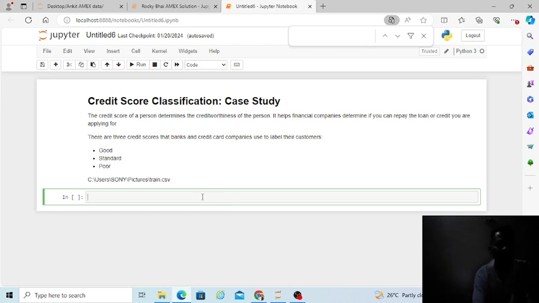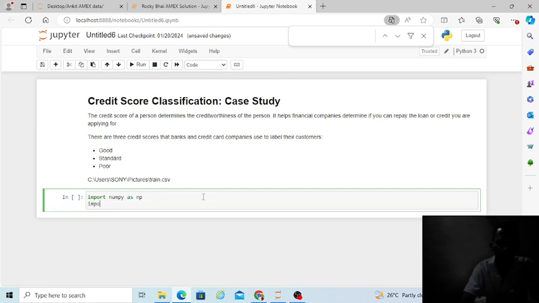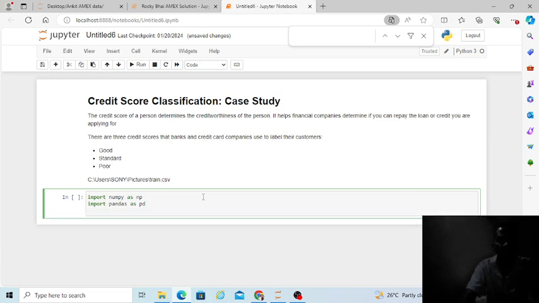First of all, we will import the libraries necessary for this project, that is import numpy as np, import pandas as pd. Now for this we are not using the matplotlib library or seaborn library for visualization. I have thought of using the plotly library for this kind of visualization. So we will import plotly.